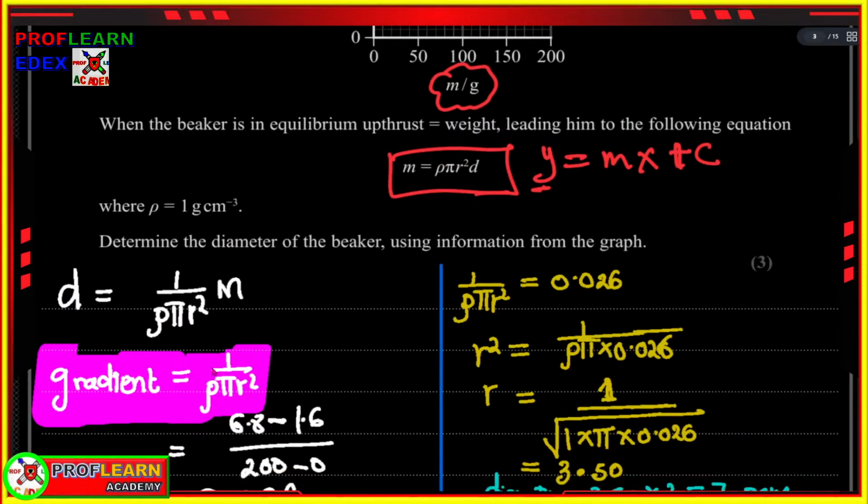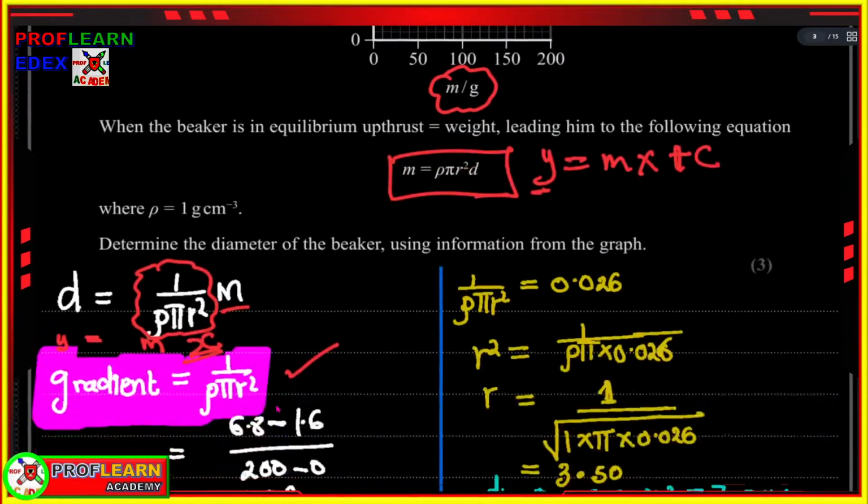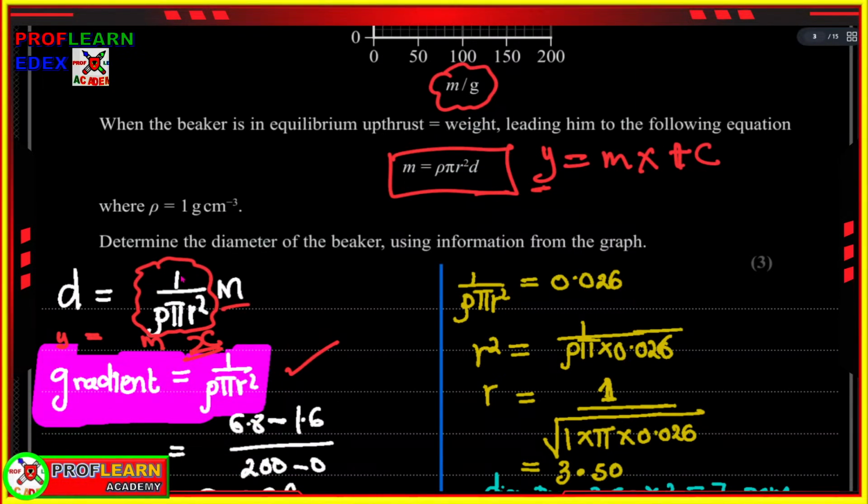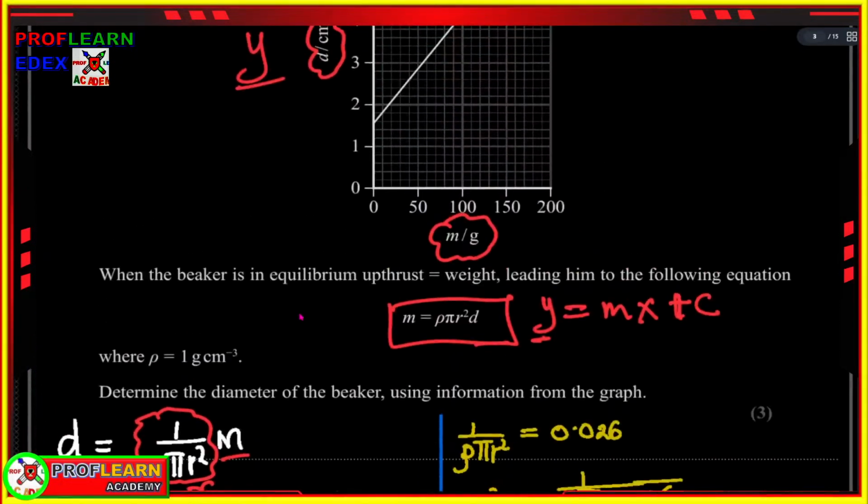And then we can see now, if you relate this equation to y equals mx, you can see our x is m and our y is D. Then this part that we have here is going to be our gradient. So if we work out the gradient of the graph, we're going to have that gradient equals 1 over rho pi r squared.